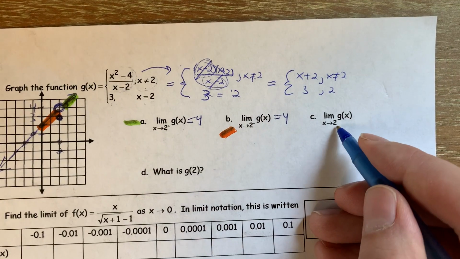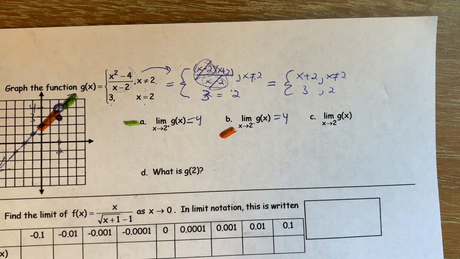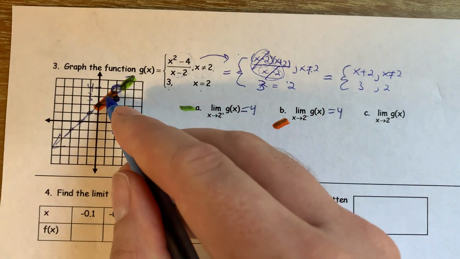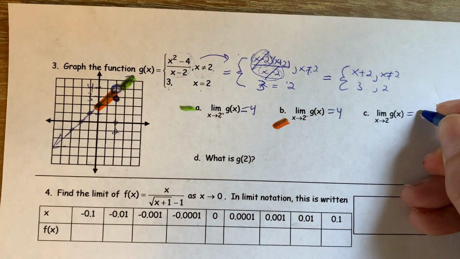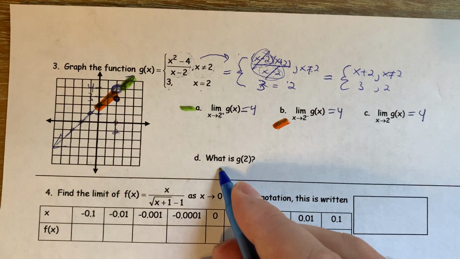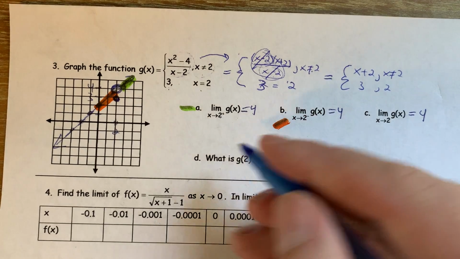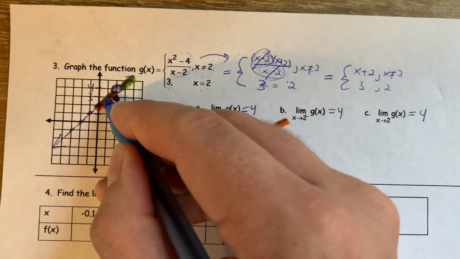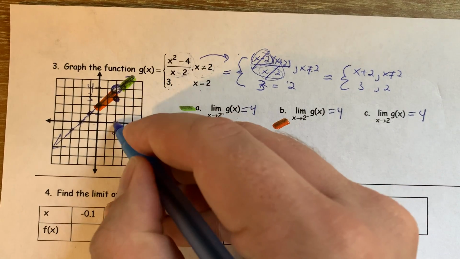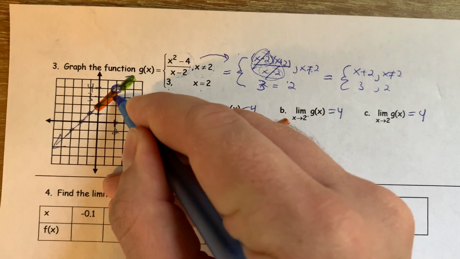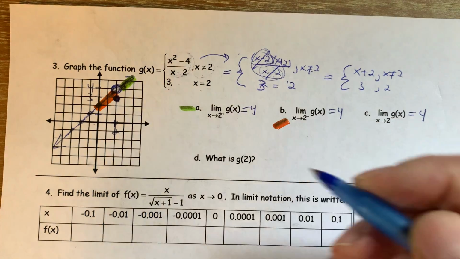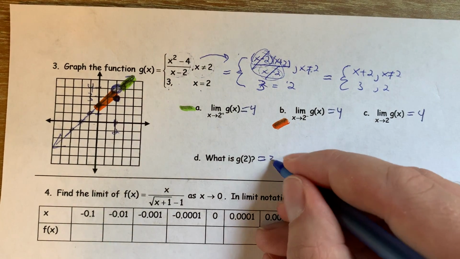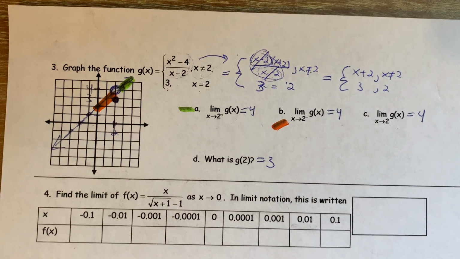All right, and so what is the overall limit? This, of course, means the limit from both sides, and because from both sides it's approaching 4, the overall limit is also 4. What is g of 2? g of 2 is the actual y value when x is 2. And so now we're not talking about what happens when we get close. When we're actually at 2, there is a filled in point here, not a blank circle. And so that y value at g of 2 is 3. Notice that it is different from the limit.